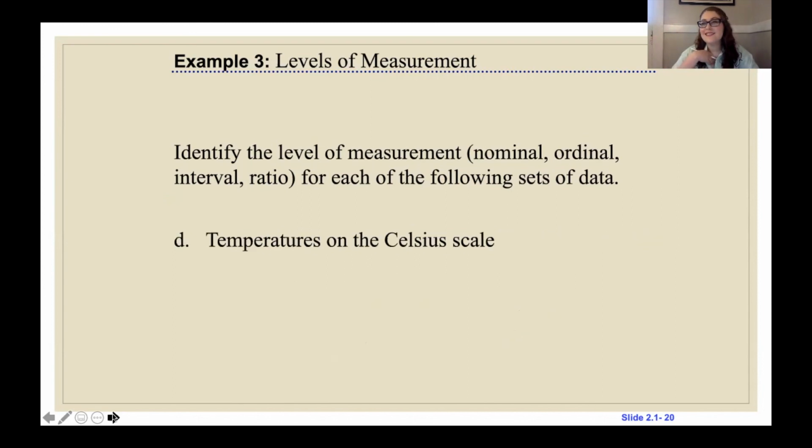Temperatures on the Celsius scale, that's quantitative. And that's also interval because you don't have a real 0. You can't take a ratio. So temperature and time are always interval. Key takeaway.